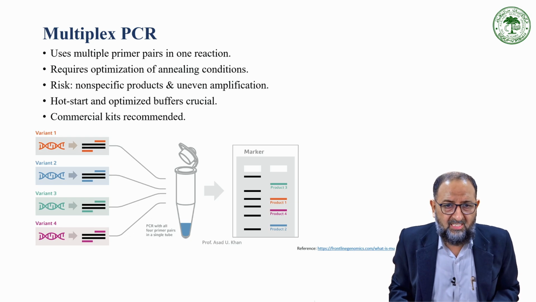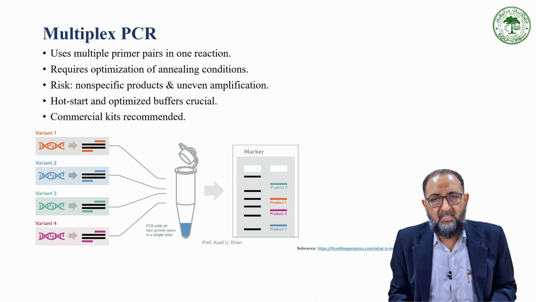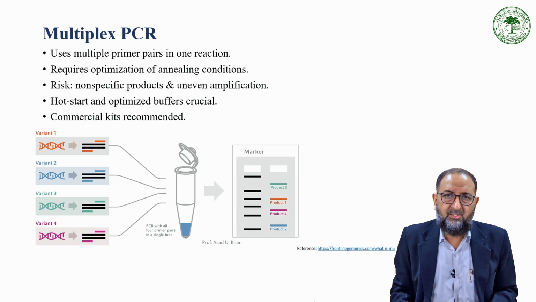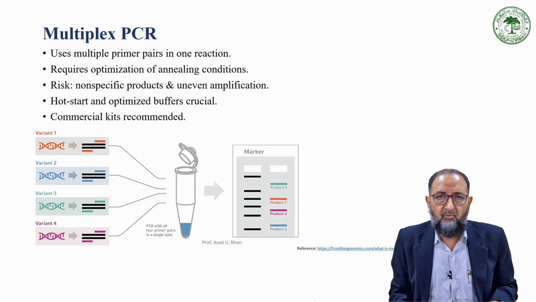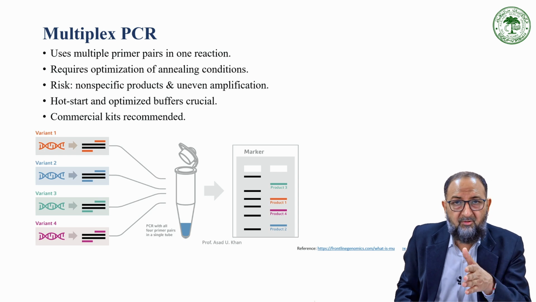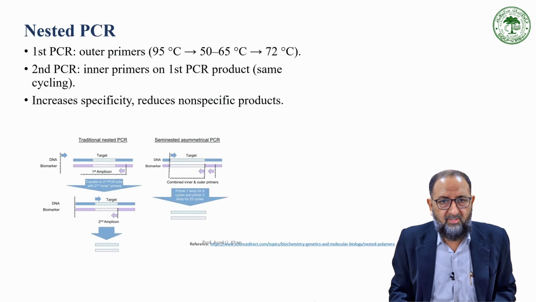Commercial kits are recommended. Generally commercial kits are available. You can have dNTPs, enzyme, or reactions in a kit. What is important is that you have to optimize the concentration of primers in each set of reactions. So multiplex PCR kits are also available.